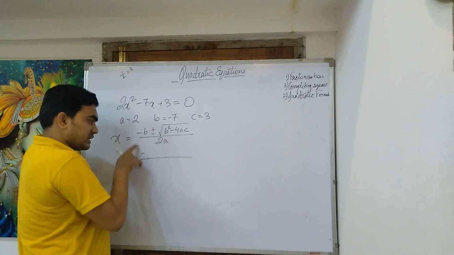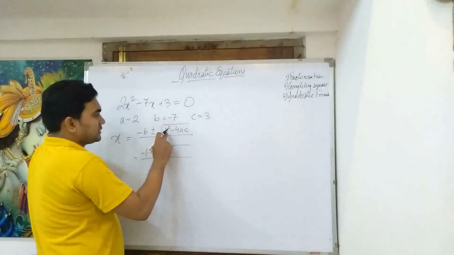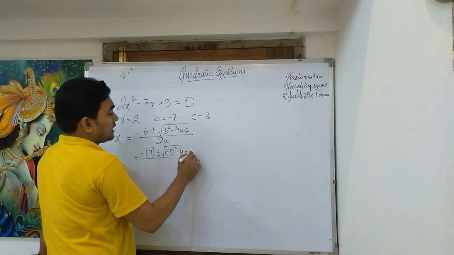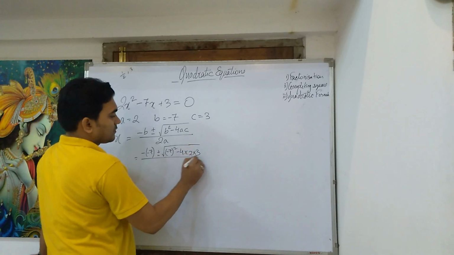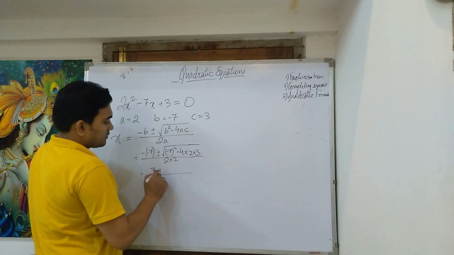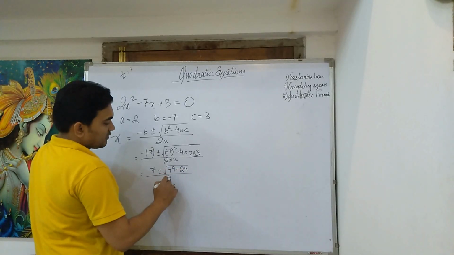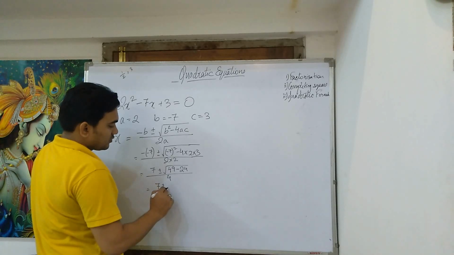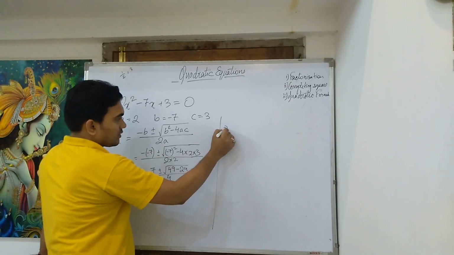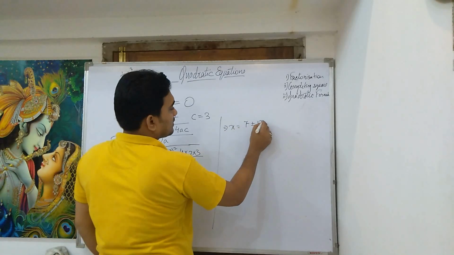So my minus here, b itself is minus, so 7, plus minus root of b square, that is -7 whole square, minus 4ac, by twice a, so 2 into 2, that is 4. So 7 plus minus root 49 minus 24, by 4. So this comes down to root 25. Now root 25 is 5, so 7 plus minus 5 by 4.